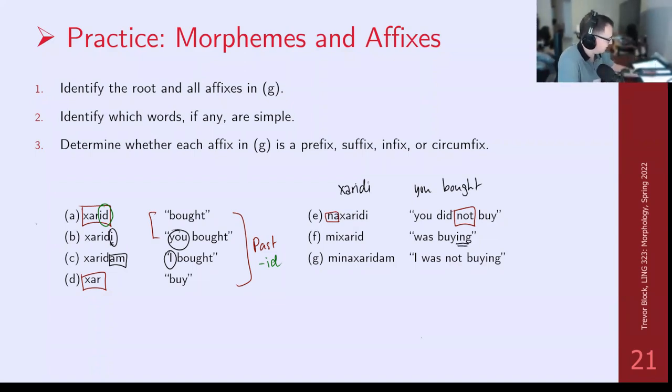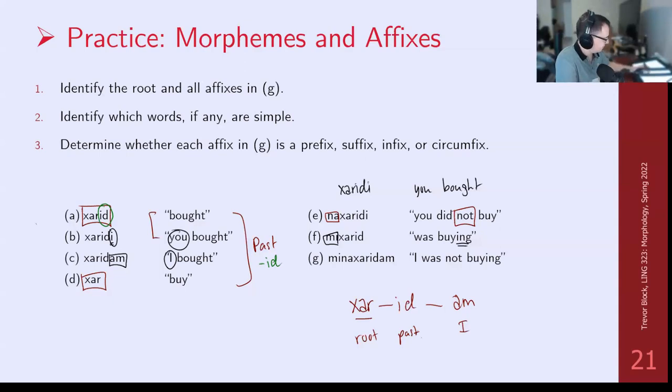There's a difference between bought and was buying. We get this mi. So when we put this all together, what we have in G is zar, which is the root. Then we have some morphemes that attach after. We have id for past tense, and am, which would mean I.